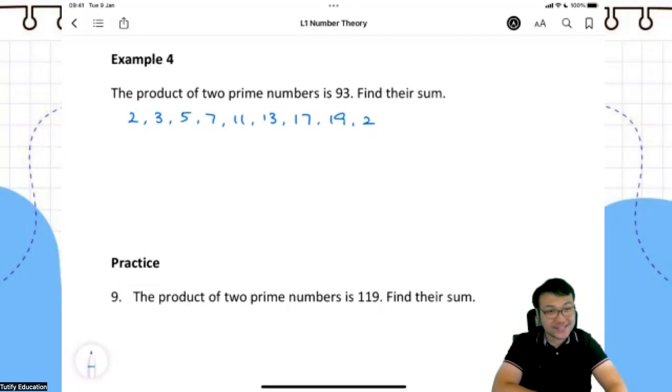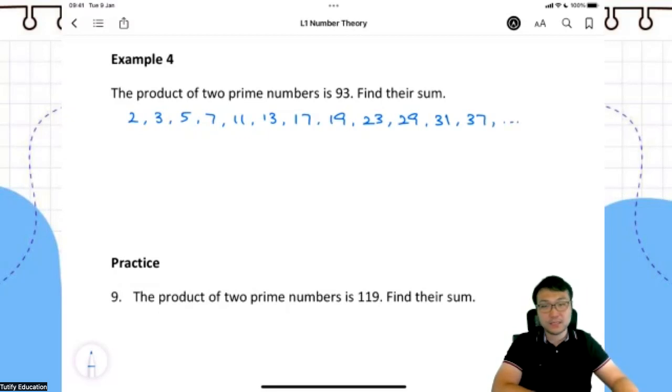So what is the next one? 23. Then 27, right? No. Then what? 29. And that's 30. 31. 31, 37. Very good. Okay, I think that's enough for now.